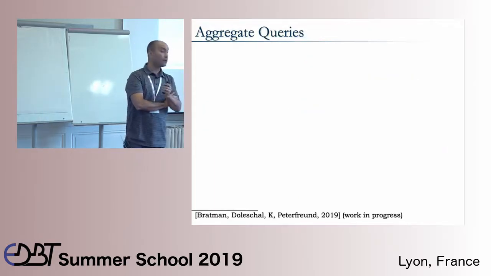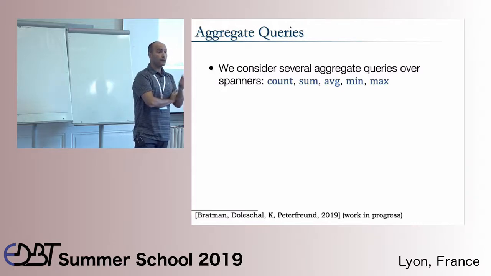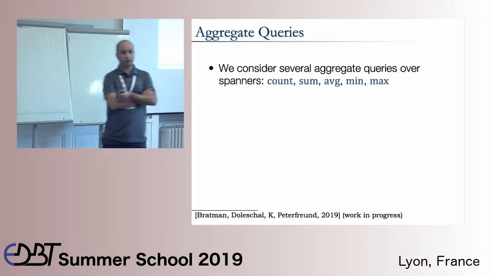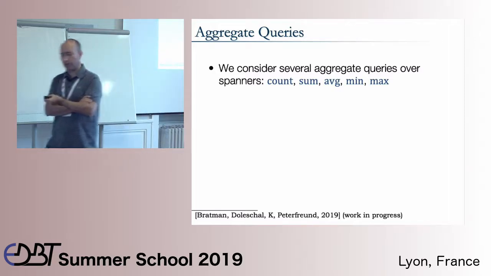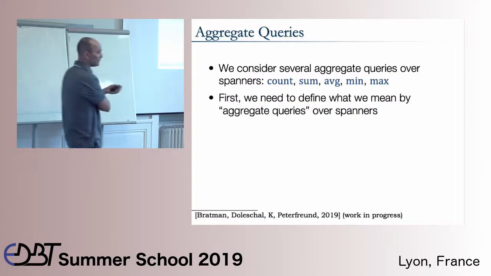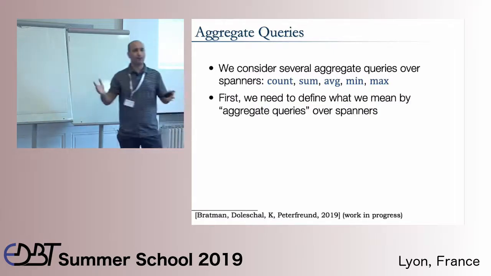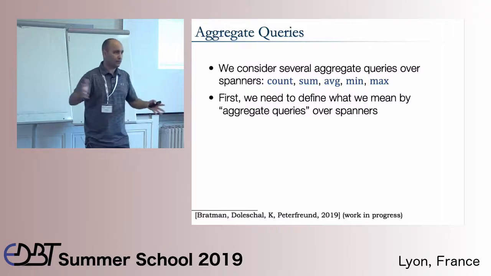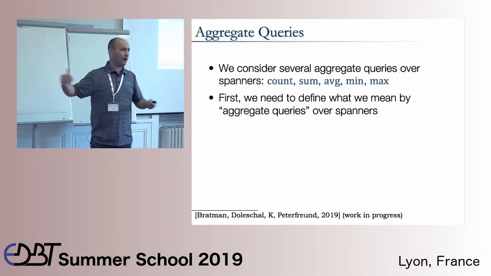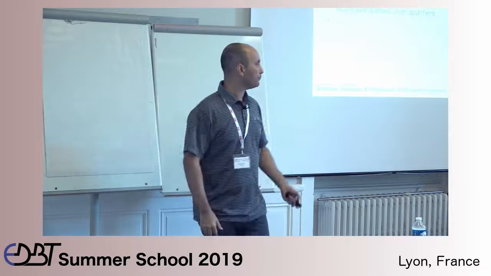Okay. Let's talk about aggregate queries. What do I mean by aggregate queries? Queries that basically do count or sum, the standard aggregate queries, average, min, max, on top of spanners. Well, first question is, what is the meaning of that? You can imagine what count over spanners means. Just how many answers do I have? How many tuples? What is sum? Where are the numbers coming from?